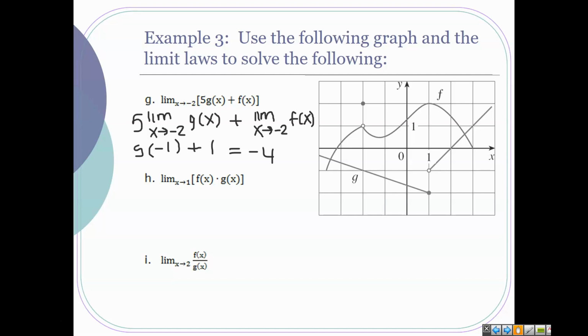No. The limit as x approaches -2 is 1. Exactly. Yep. You got it.